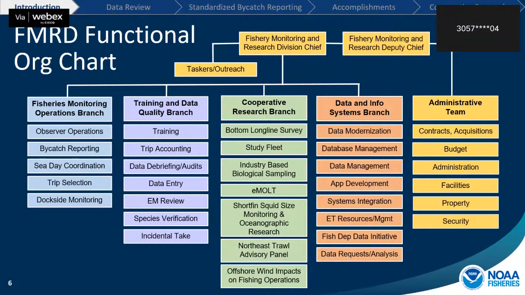Our data and information systems branch focuses on data modernization, management, database, and data management. We're working towards application development, systems integration, and constantly staying on top of any technology updates that are needed within the division. And our administrative team is very important in that they help us with our budget, administrative works, and contracts and acquisitions. Next slide, please.